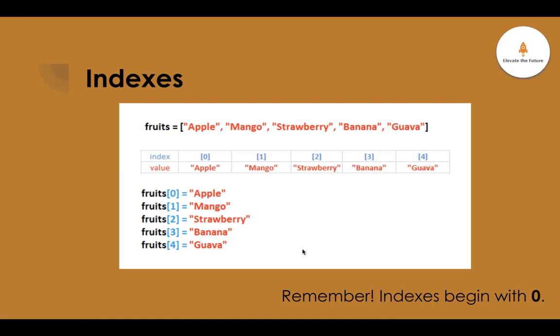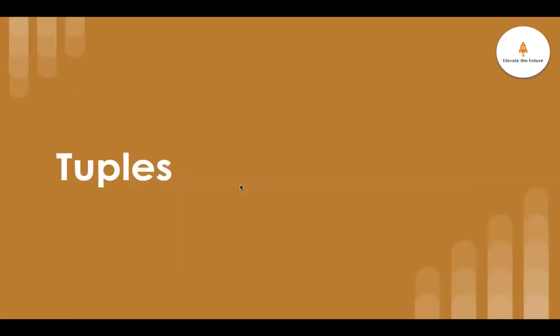And the most important thing to remember is that indexes begin with 0. We don't start at 1, we start at 0. So next we have tuples.